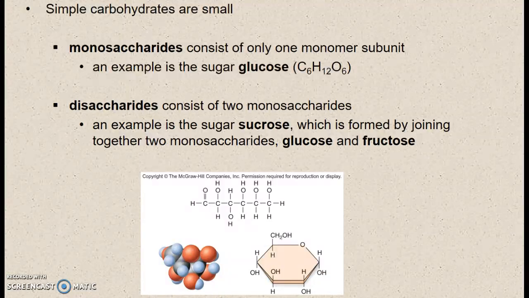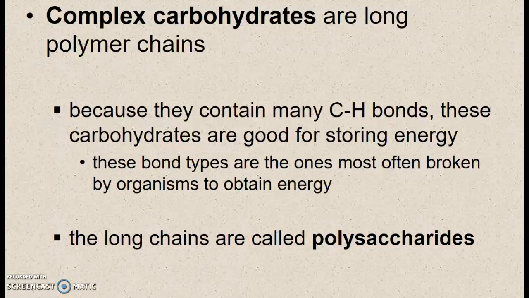So an example of a monosaccharide would be glucose. A disaccharide just means two sugars. It contains two monosaccharides. The example here is sucrose, which is formed by joining together a glucose molecule and a fructose molecule. So complex carbohydrates are long chains of monosaccharides called polysaccharides. And here's the word down here, polysaccharide.